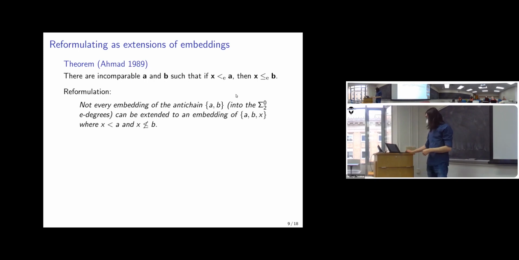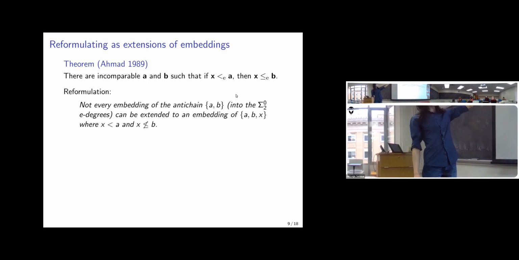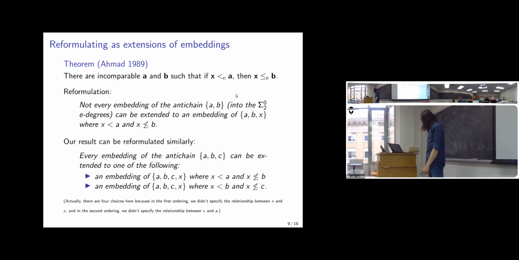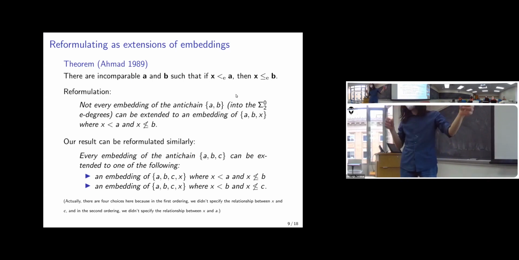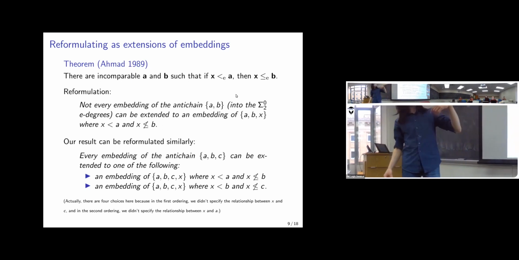Similarly, we can also recast our theorem in this form, except that it goes in the other direction, in the sense that Ahmad's theorem says that some embedding fails to extend, whereas our theorem says that every embedding of something always extends. It will look like this. Our theorem says that if you embed the anti-chain ABC, we can extend it to an embedding of one of the following partial orders. Either you can get an embedding of ABCX, where X is below A and not below B, or you can get an embedding of ABCX, where X is below B and not below C.